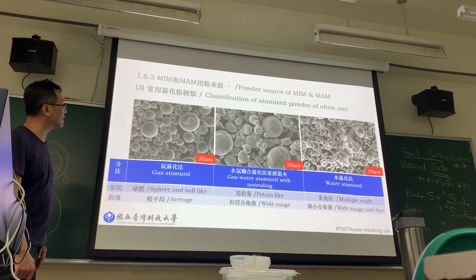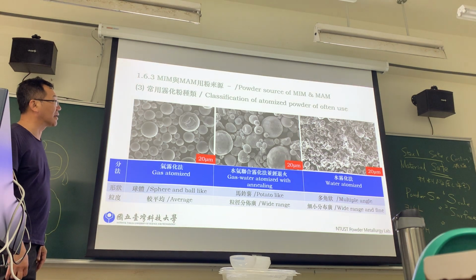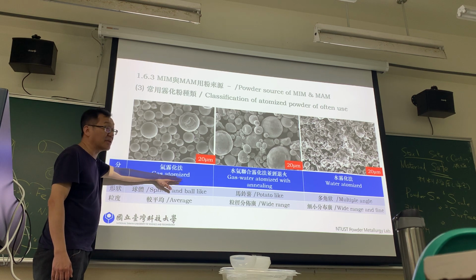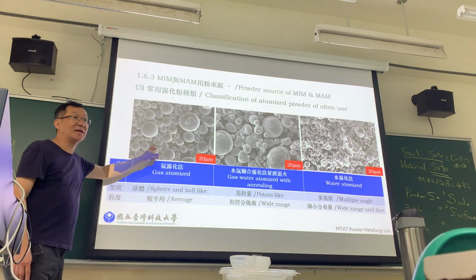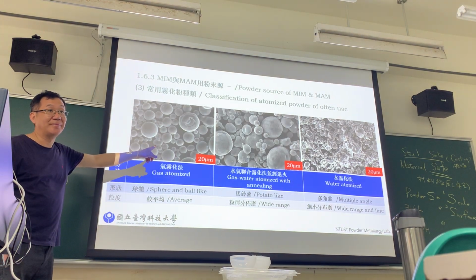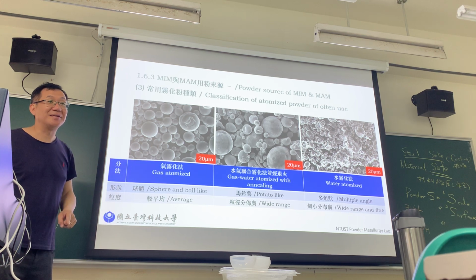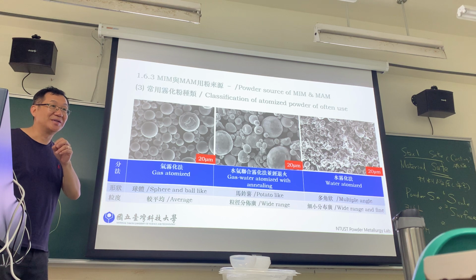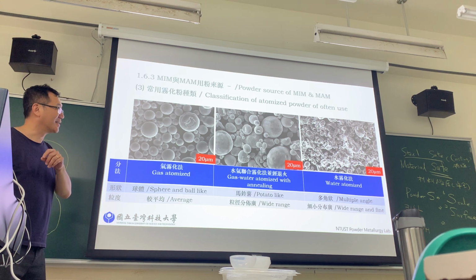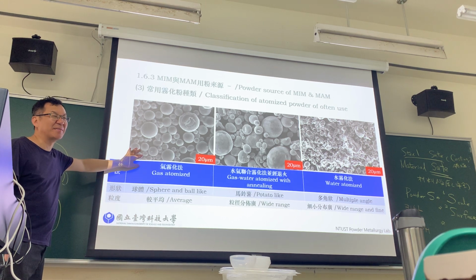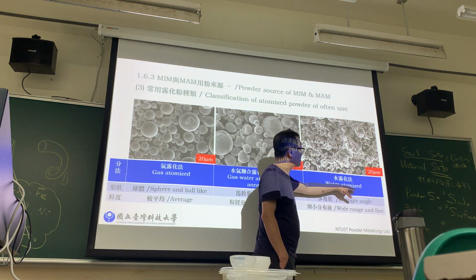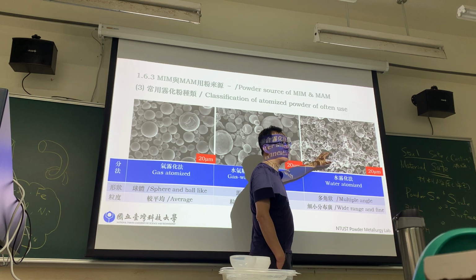So we get 3 kinds of powder. This one we call gas atomization. So you need this one. Every piece is like gold, but expensive, and its production quantity is small. Okay, this one is expensive. This one is water atomization. Okay. This one is quicker.